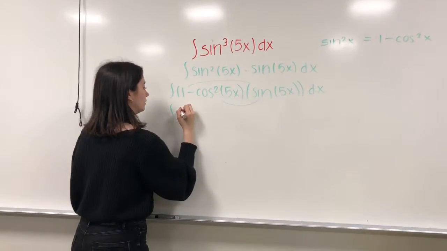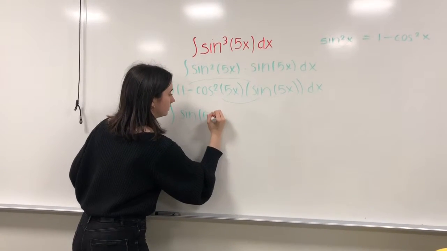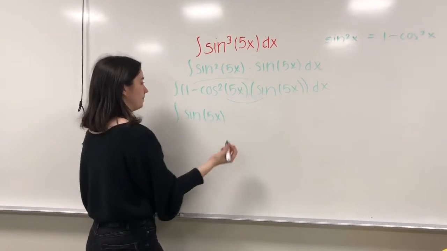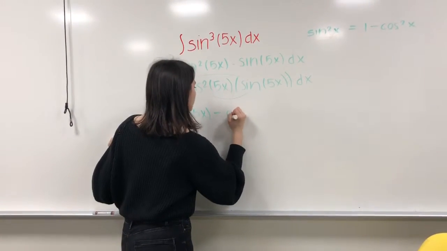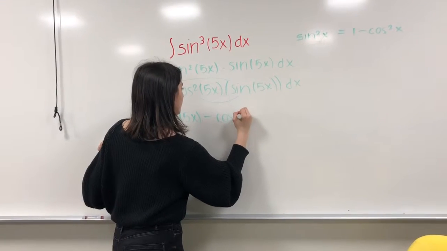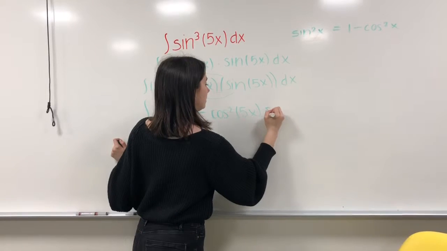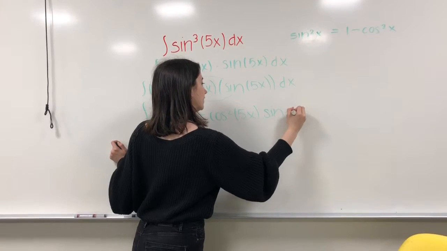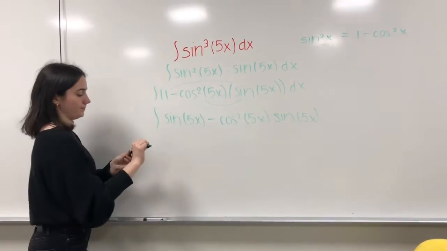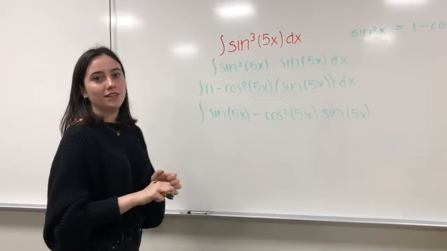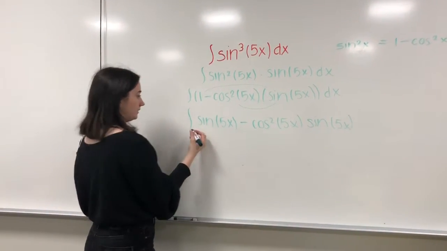And we get sin 5x minus cos squared 5x sin 5x. Then we use the formulas we already know to antiderivate.